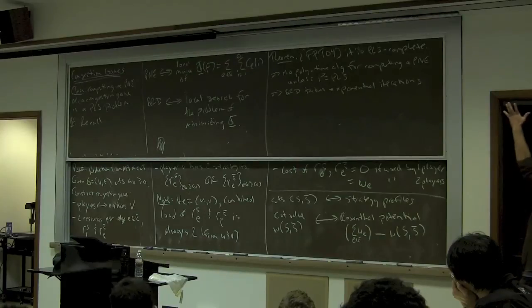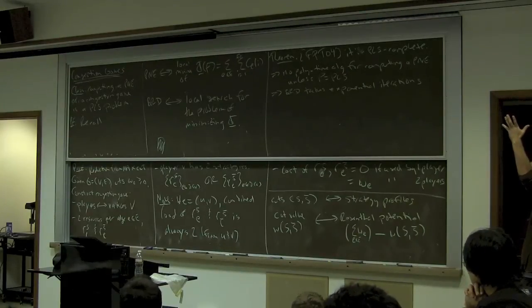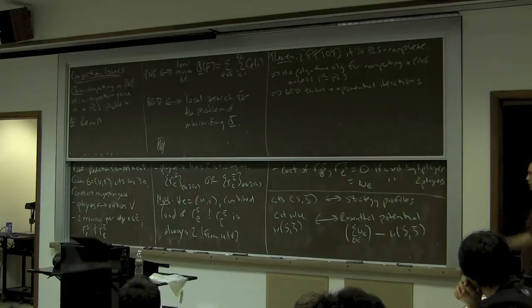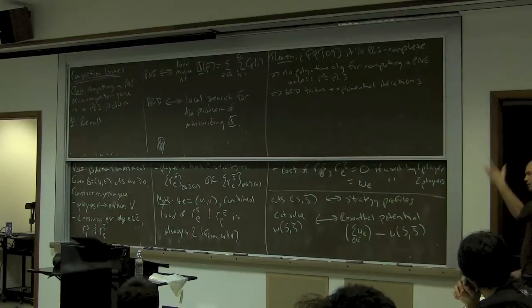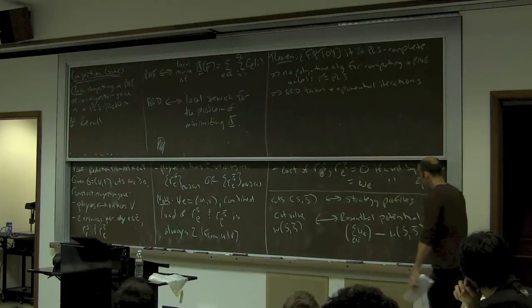So the bigger the cut value, the smaller the Rosenthal potential. And that's what we want, because ultimately we want locally optimal solutions to correspond to locally optimal solutions. All right, so let's just see, why is this true?